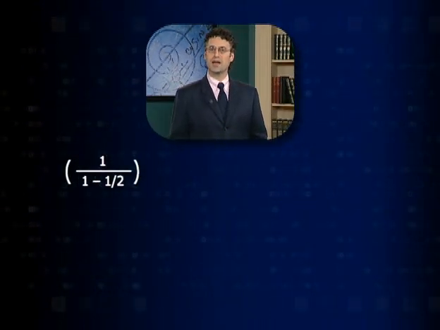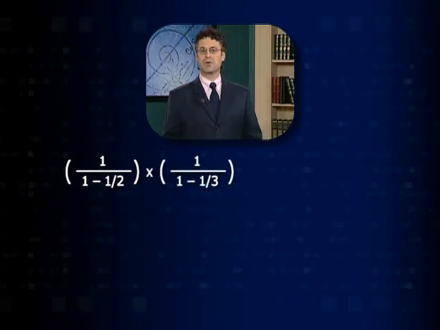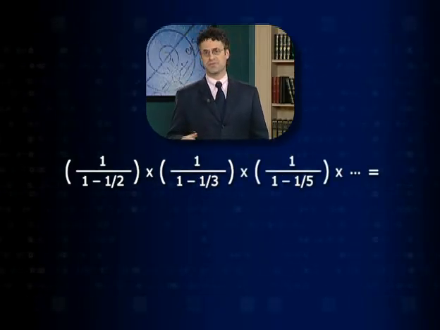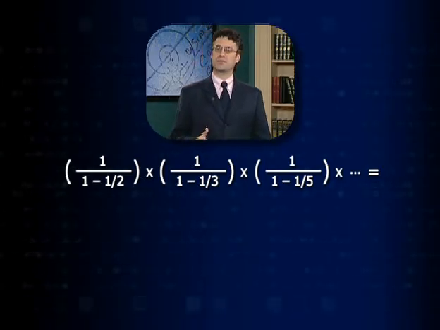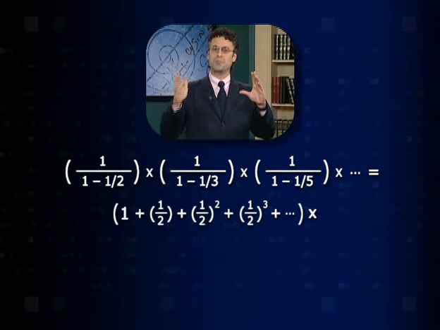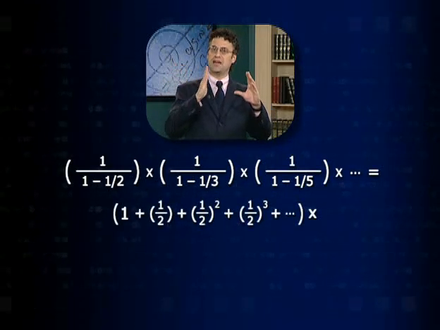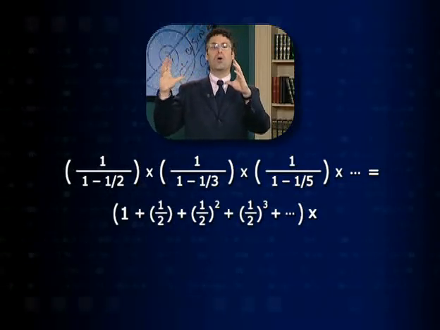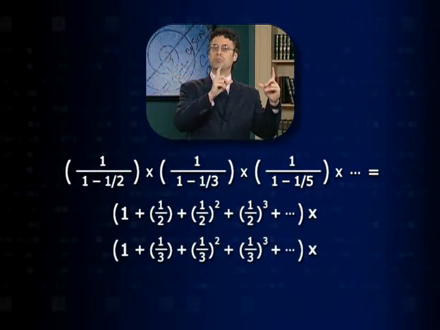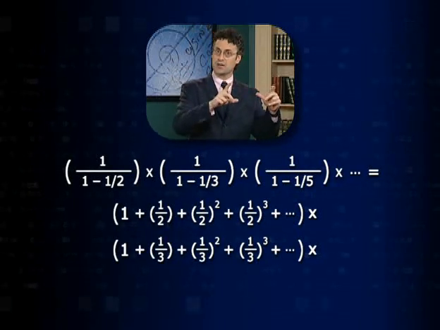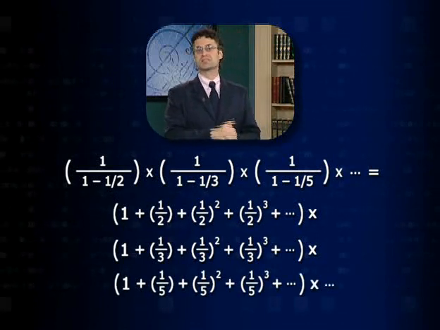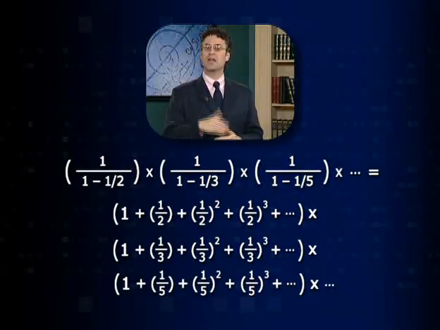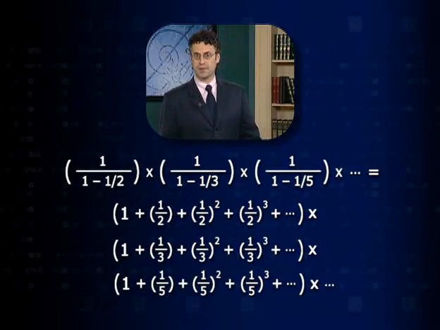So what we're going to do is we're going to see that if we take the reciprocal of 1 minus a half and multiply it by the reciprocal of 1 minus a third times the reciprocal of 1 minus a fifth, and we do this for every prime, then we could write that as the following product. The product that first consists of the sum 1 plus a half squared plus a half cubed plus a half to the fourth, and so on, all multiplied by the next term, which would be 1 plus a third squared plus a third cubed plus a third to the fourth, and so on, all multiplied by 1 plus a fifth squared plus a fifth cubed, and so forth down the line for all the primes.